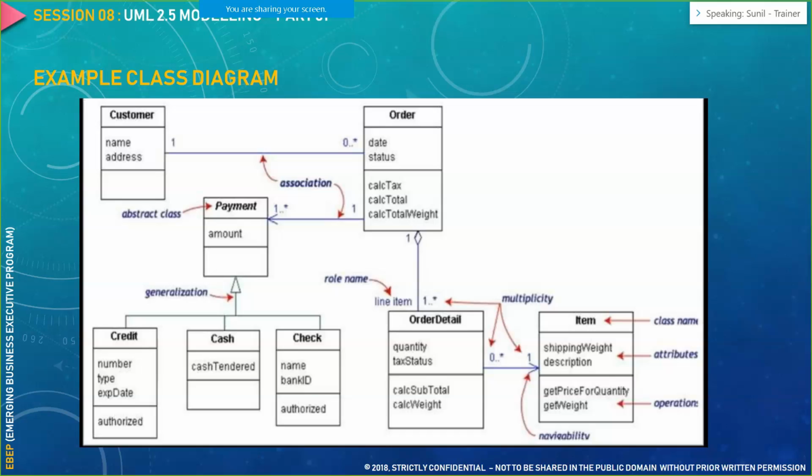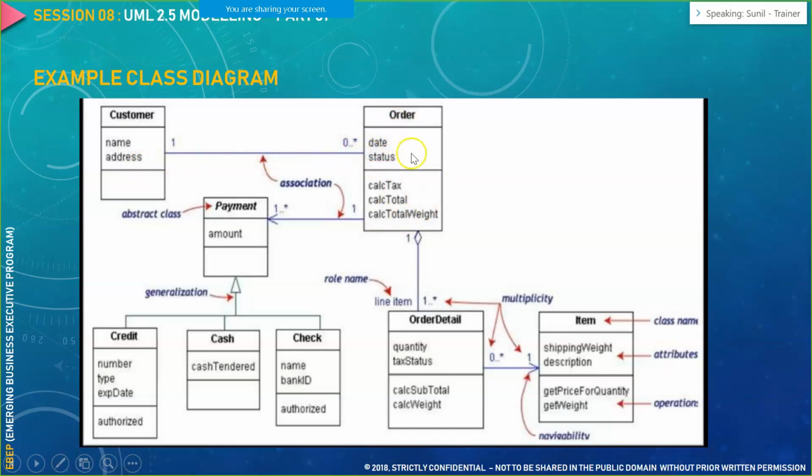So this is an example of a class diagram. We have a customer, we have an order class, we have a payment class, we have credit, cash, check, order detail, and item class. Now let us examine this class diagram. The customer has the attributes name and address. Now the customer is placing an order.